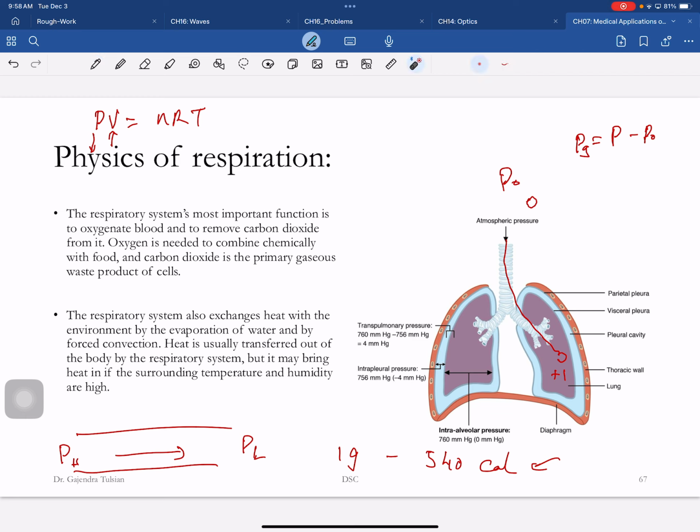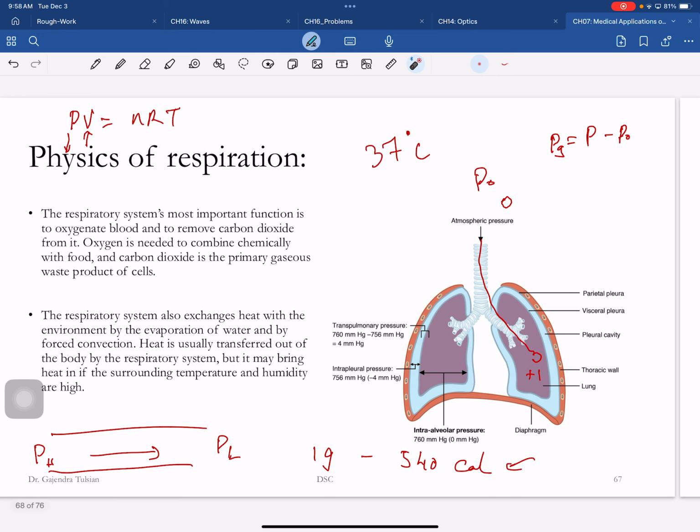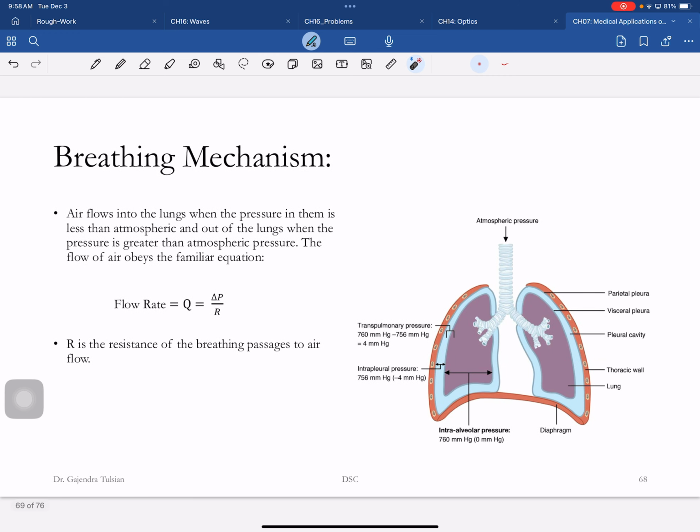Heat is usually transferred out of the body by the respiratory system, but if the outside temperature is greater than your body temperature, then you're breathing in warm air and bringing in heat as well. It may bring heat if the surrounding temperature and humidity are high. If humidity is high, then you're not evaporating as much water in your breath.